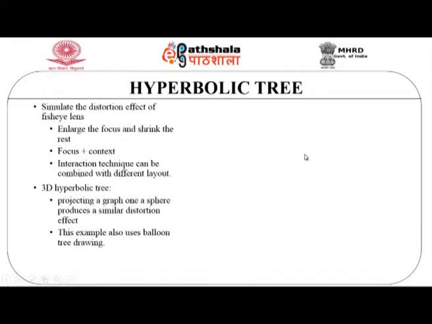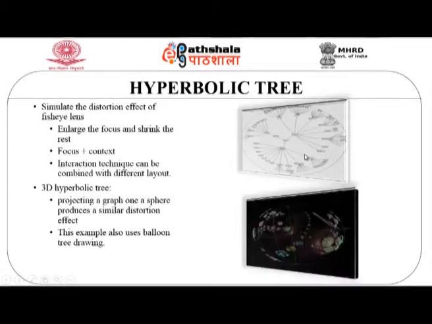This is a balloon representation. Next one is a hyperbolic tree representation. These are the two example hyperbolic tree representations. It simulates the distortion effect of the fisheye lens, and it tries to enlarge the focus and shrink the rest of the thing, which is also called a focus plus context approach.